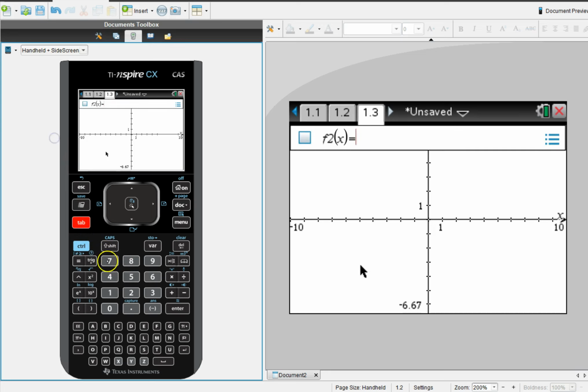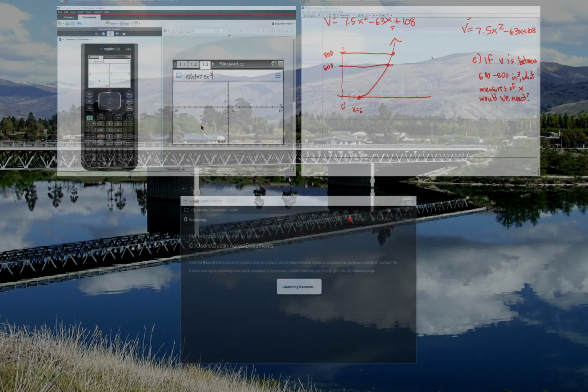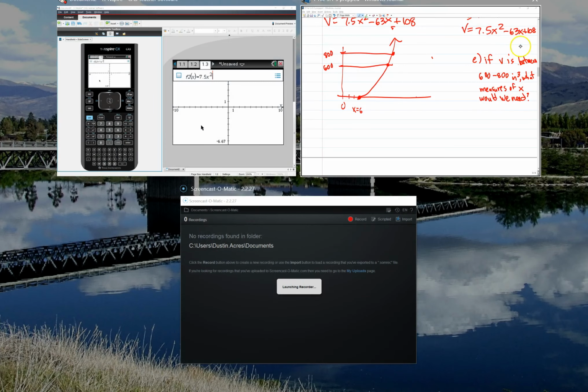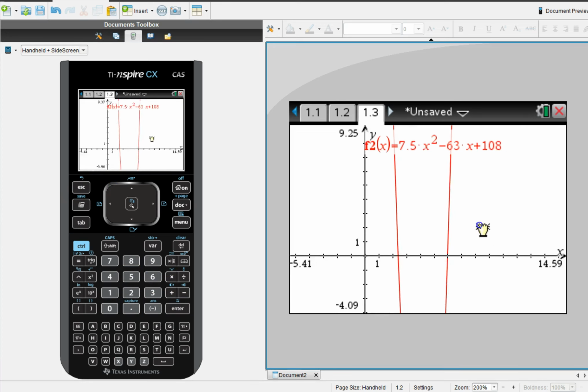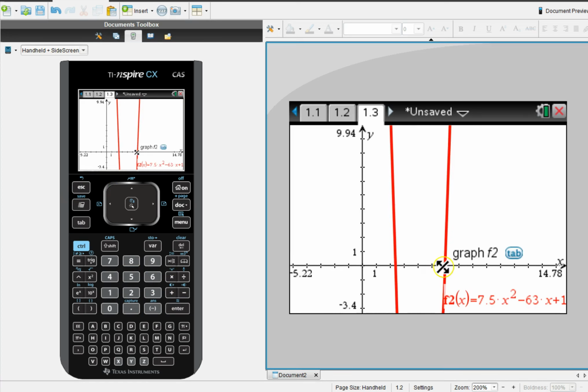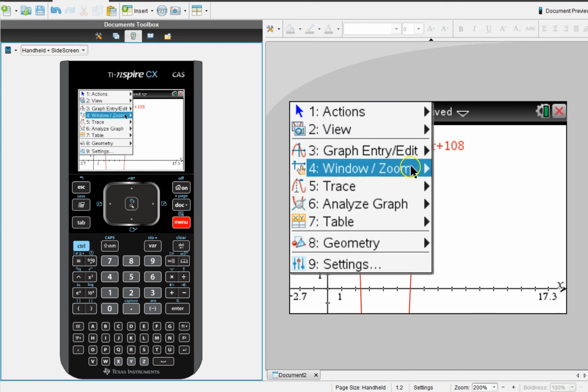7.5x squared. I lost it. What was it? Where did it go? Minus 63x plus 108. We have a 0 here at 6. And the graph's opening upward. We probably should mess with the settings here. Let's go ahead and change the zoom.